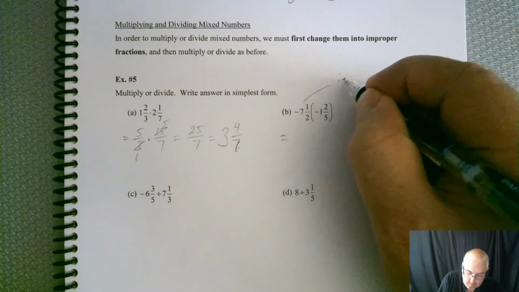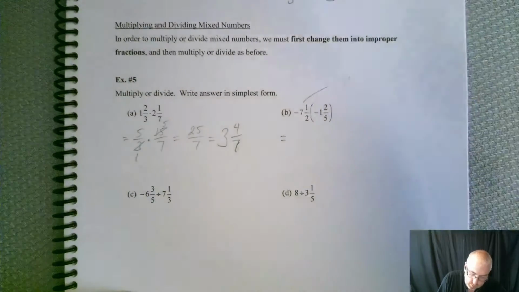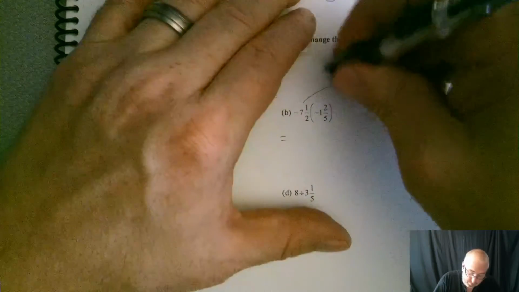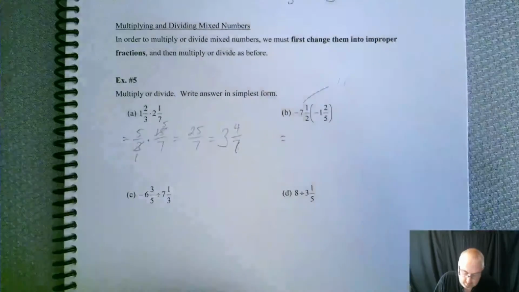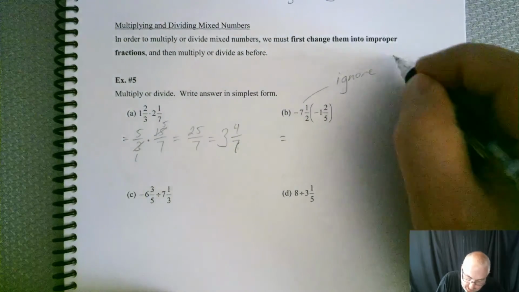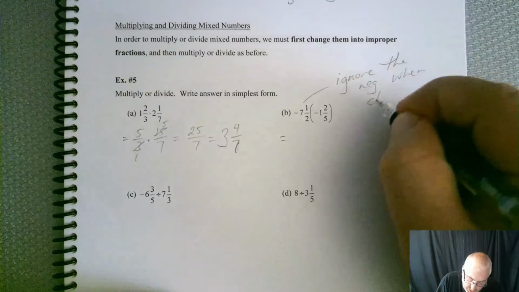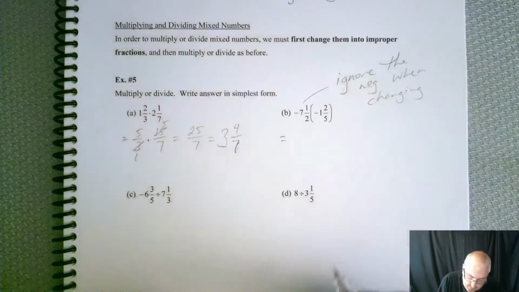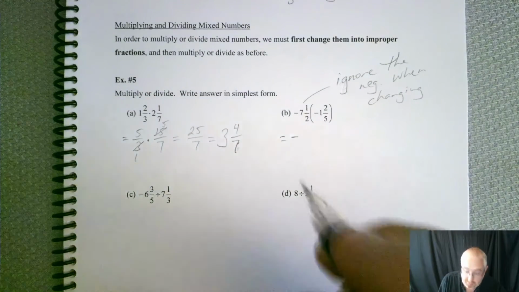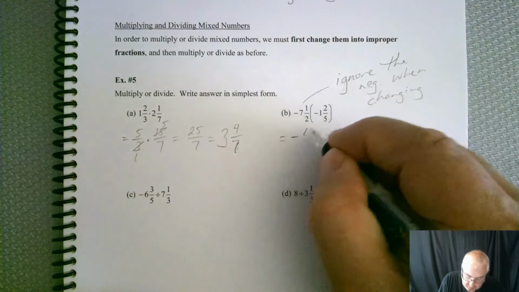So, it helps if I can write a G. I'm struggling here, folks. I-G-N-O-R-E, the negatives, when changing. So put the negative out in front because it is a negative fraction, but then just change it like you normally would. 7 times 2 is 14 plus 1 is 15.